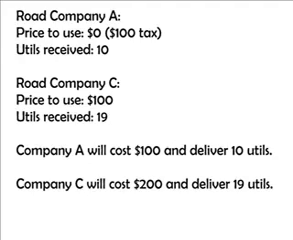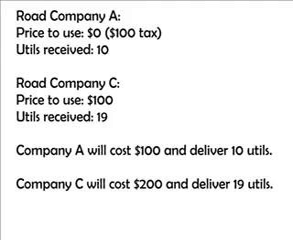Now let's take a look here. You have Road Company A. The price to use is $0 for the $100 tax. That is funded by the $100 tax. But here we have Road Company C, and the price to use Road Company C is $100 because it's not paid for by the tax. You have to pay the tax plus the usage of the road. You have to pay the tax for Road Company A, but you also have to pay the fee for Road Company C if you want to use roads from Road Company C.